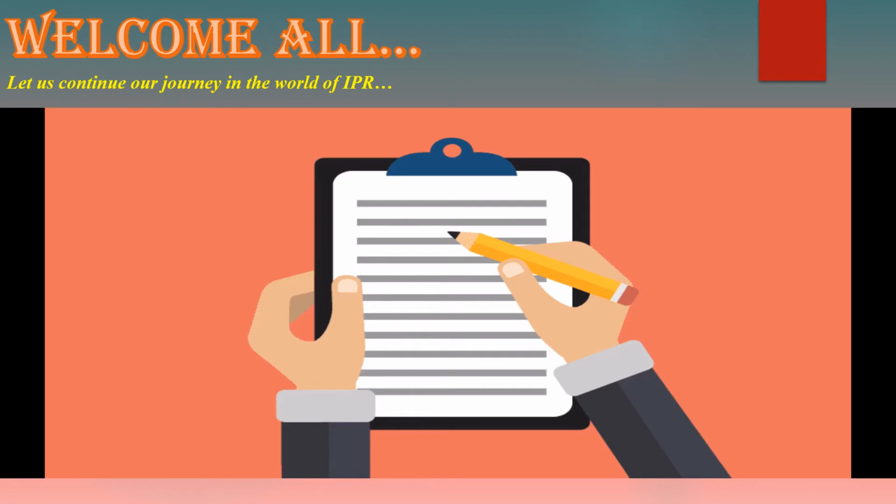Welcome all, my dear friends. Let us continue our journey in the world of IPR. Now let us look at the picture here. In the picture we can see there is a letter pad, there is a writing instrument, and someone is trying to write something. Fine. So we can say this can be a letter of request, this can be an application for request, etc.